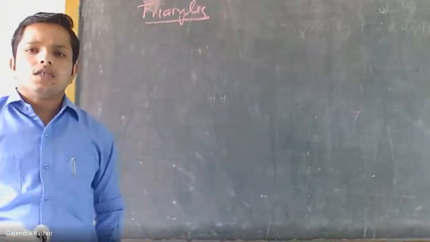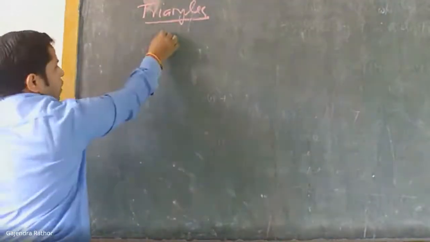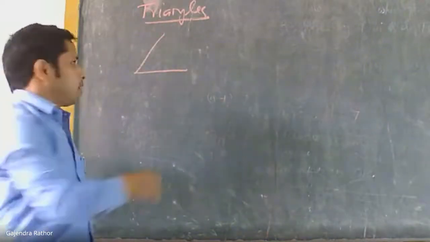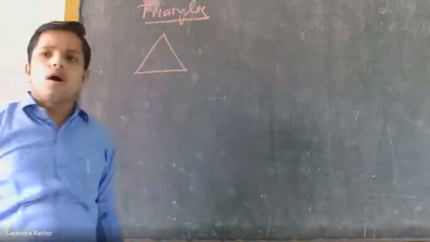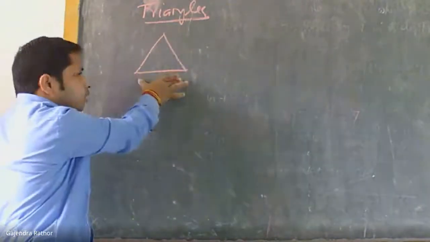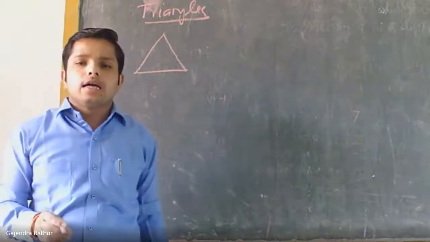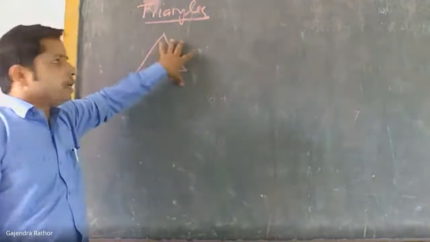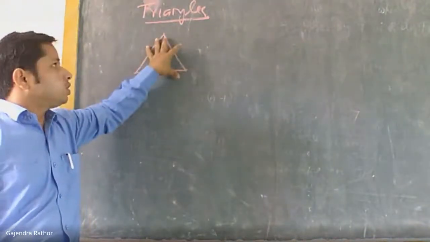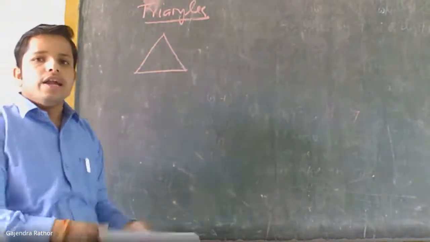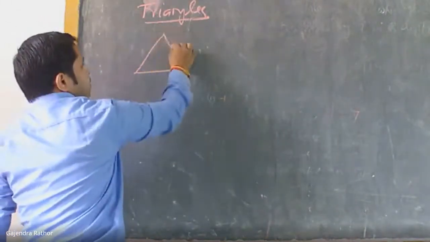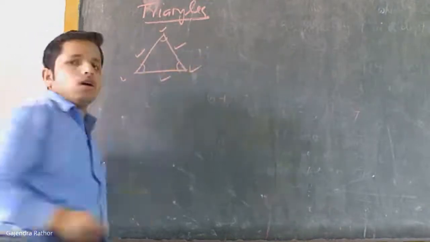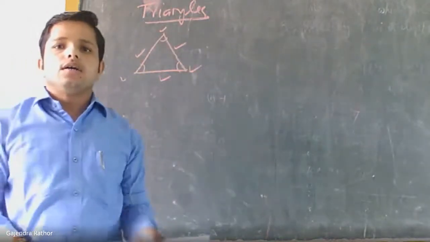The previous chapter is lines and angles. If this is a line, this is an angle. Then the next step, if we draw more lines, it will become a triangle. So after lines and angles, we are studying triangles. We know that a triangle is a closed three-sided polygon. In a triangle, there are three sides, three angles, and three vertices. So that's why it is called a triangle.